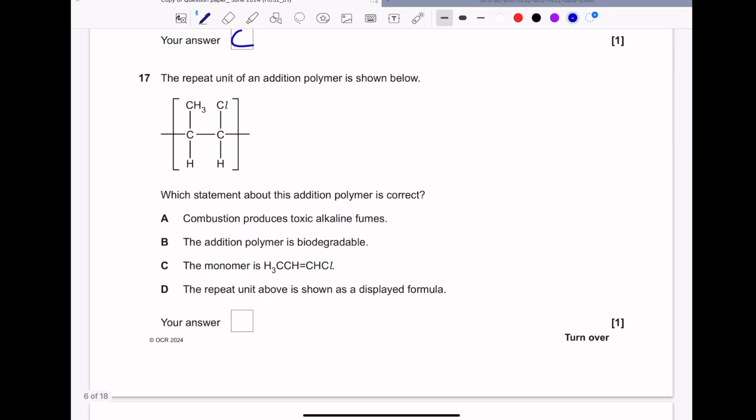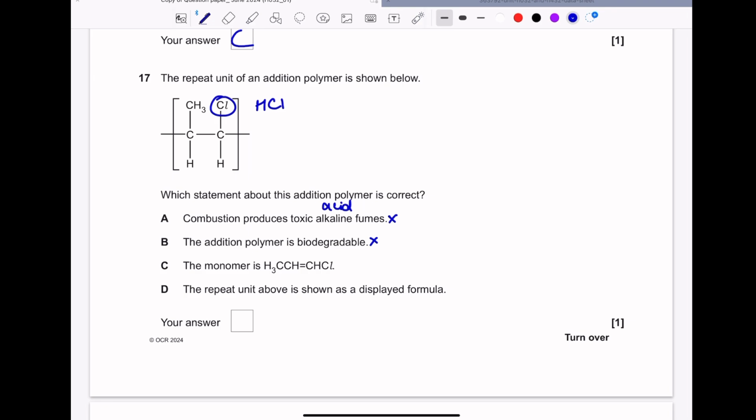Question 17 is the repeat unit of an addition polymer is shown below. What statement about this addition polymer is correct? Combustion produces toxic alkaline fumes? Not really. It would produce toxic acidic fumes because of the Cl. So you could make HCl as a toxic byproduct, and that's acidic. The addition polymer is biodegradable? Not true either. For it to be biodegradable, it has to be susceptible to nucleophilic attack.